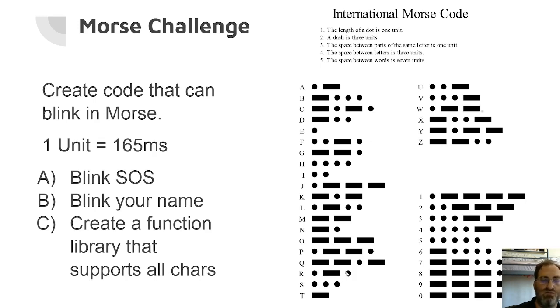So given all of that, all of these criteria, you can figure out how to blink SOS with your tiny blue light. You can blink your name as an added bonus. And finally, if you want to really go for an advanced thing, you can create a function library, a library of functions that supports all characters. And I will show you how to do that in the next lesson, where I show you a little bit more advanced programming concepts like functions. But for those of you who want to explore a little bit, you can skip ahead to the next lesson and see how that's done. The solutions are provided in there.